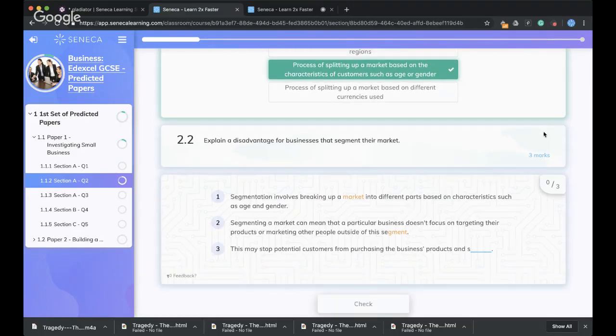And remember, this is a good tip. If it's 3 marks, give 3 points. Therefore, we're now at the therefore stage. Therefore, this may stop potential customers from purchasing the business's products and services. There we go. So again, a nice little format: point, this leads to, and then a therefore. That's how you get your 3 marks. Easy.